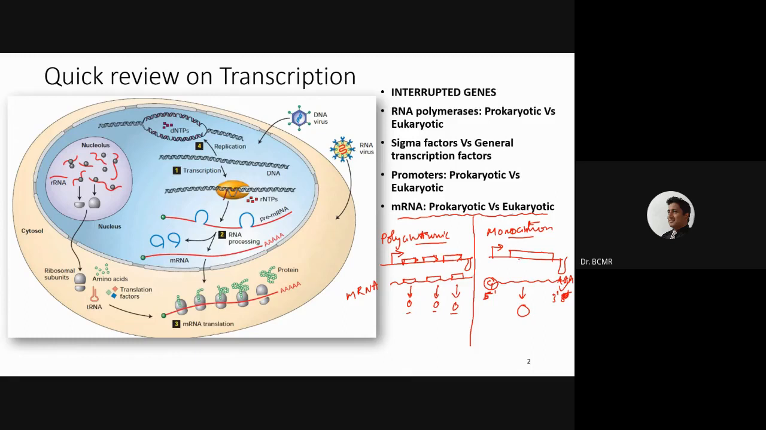And there is processing, because majority of the eukaryotic genes have introns. So there is splicing involved, splicing of exons. That is one other difference, if you want to say, between prokaryotic and eukaryotic mRNAs.